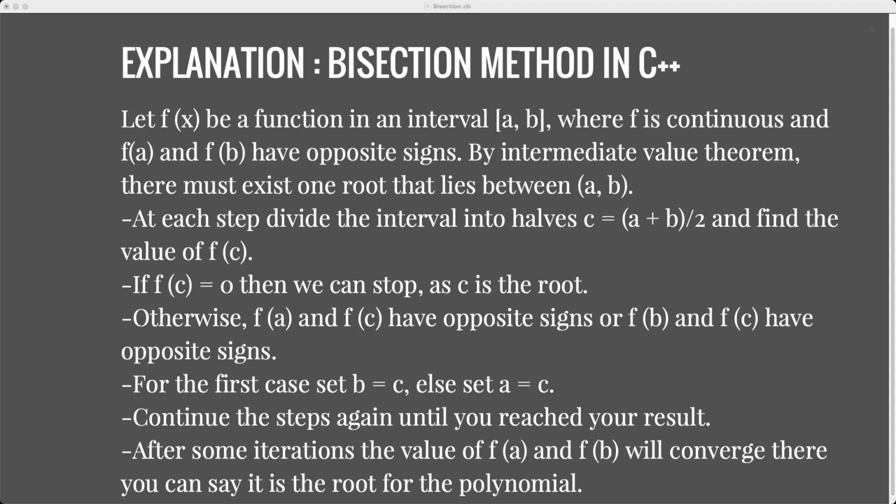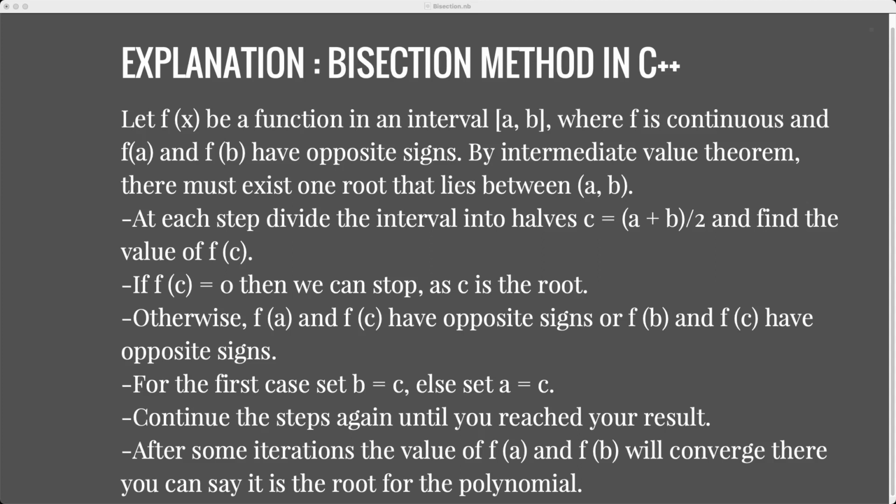On the other hand, if f of b and f of c have opposite signs, then that means the root has to be between b and c, and so we discard the interval between a and c, and we simply set a equal to c and repeat the process. So we continue this procedure again and again until we get close enough to our result, up to a specified tolerance.